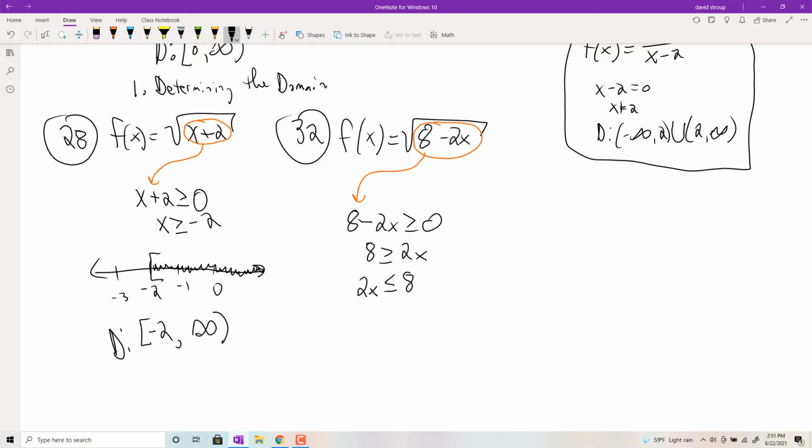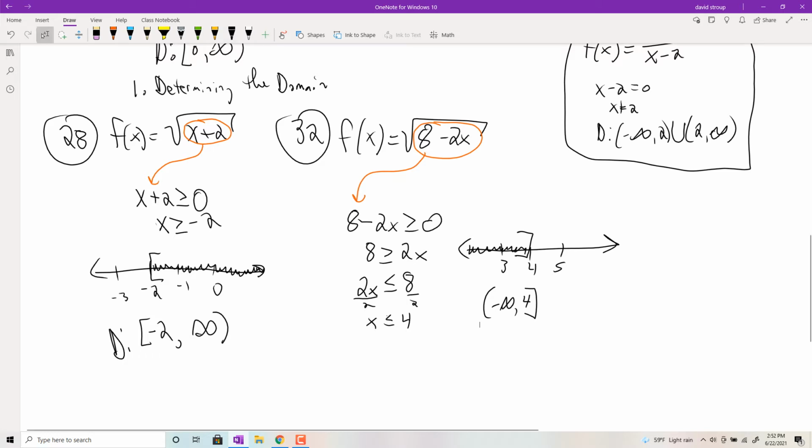Okay, and then I have to divide both sides by 2. So I get x less than or equal to 4. In interval notation, if you need to write that out, you don't have to. It's everything less than or equal to 4. Okay, so borrowing the notation here, I have a square bracket 4, and the other direction all the way down to negative infinity. And you always use parentheses with the infinity symbols. Okay. Okie dokie.